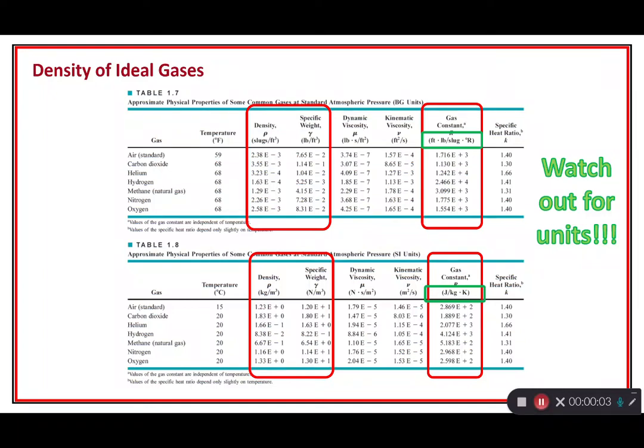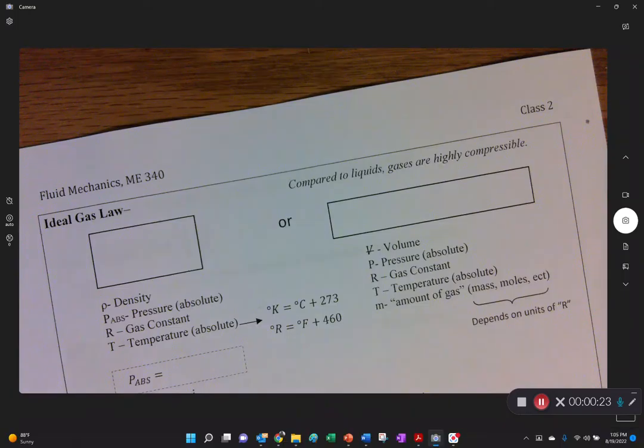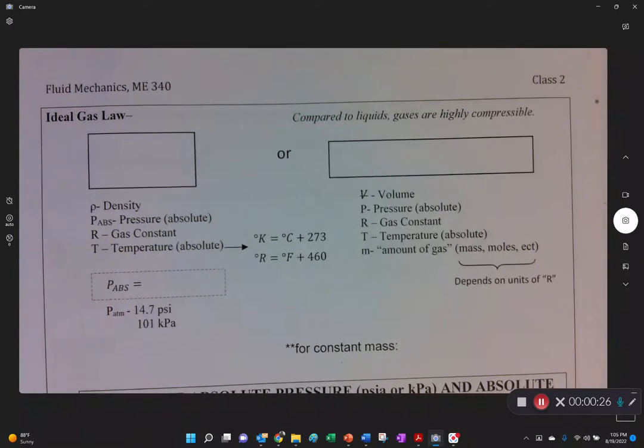Okay, so we are in class 2 of fluid mechanics, ME340, and this is video 2. So class 2, video 2, and we're going to talk about the ideal gas law. This is, of course, a refresher. I'm sure you've had it in thermo and physics. So let's take a look at our note sheets and just write it out.